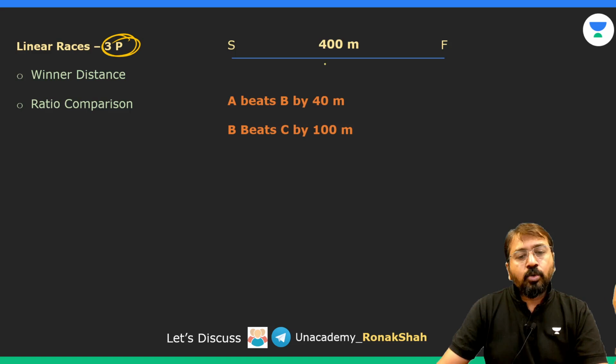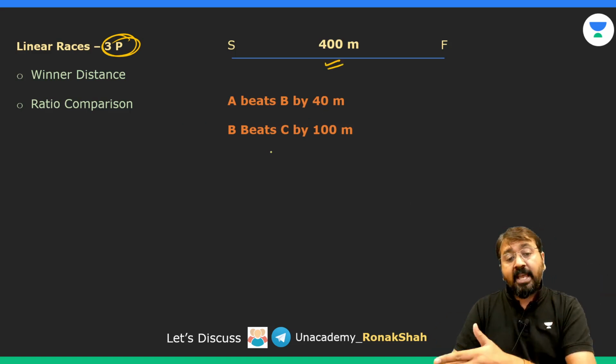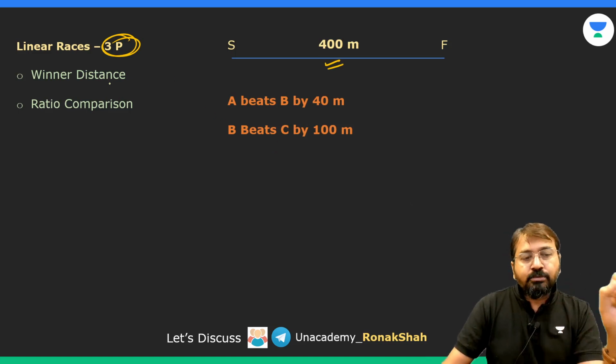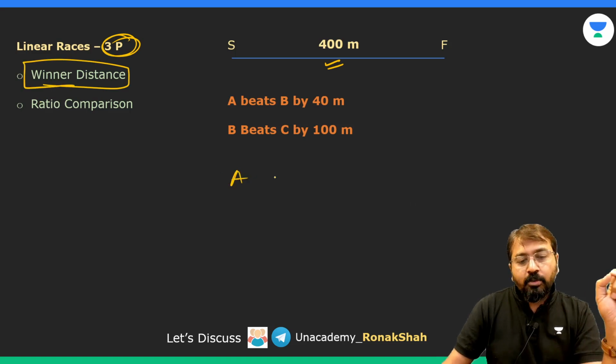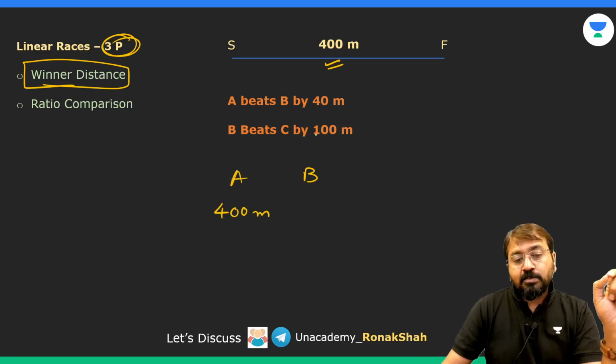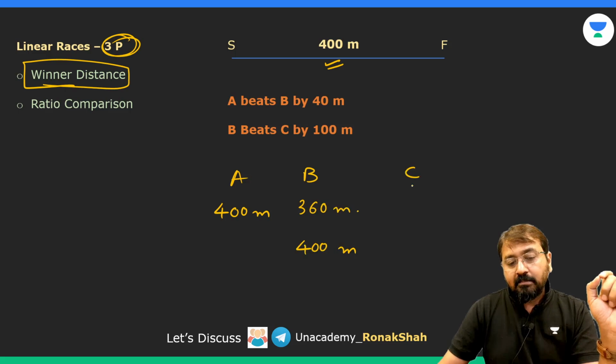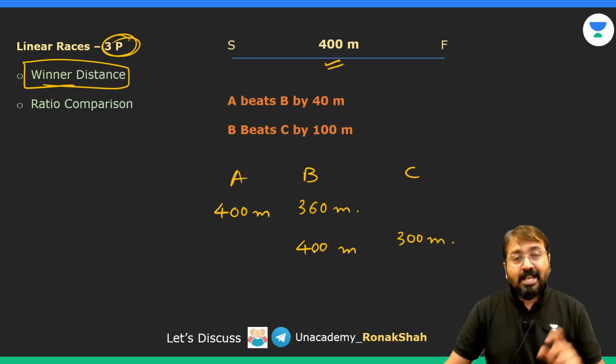Suppose you are told that in a race of 400 meters, A beats B by 40 meters and B beats C by 100 meters. Now the point that you need to understand is that the winner always runs the full distance. So over here, I'll write it this way. When A runs 400 meters, A beats B by 40 meters, so B must be running only 360 meters. Similarly, when B runs 400 meters, C must be running 300 meters, because the winner has to run the full distance.